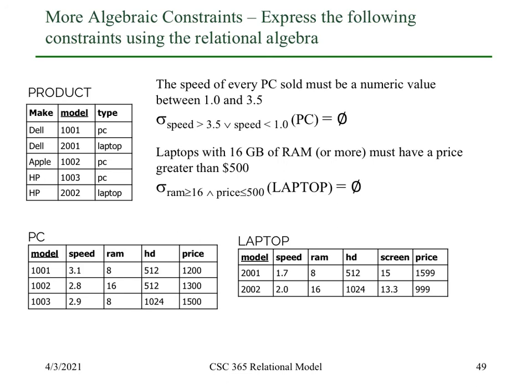Similarly for the laptops, right? A laptop with 16 gigabytes of RAM must have a price greater than 500. So we flip that around for the price of 500. So if the RAM is bigger than 16 and the price is less than $500, well, we have a problem. So this constraint says that for the RAM to be bigger than 16 and the price to be less than 500, there must be no laptops that satisfy that Boolean expression.